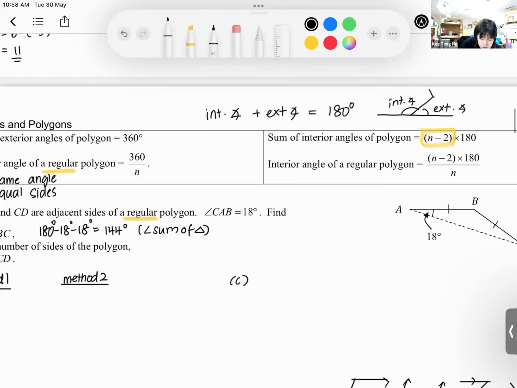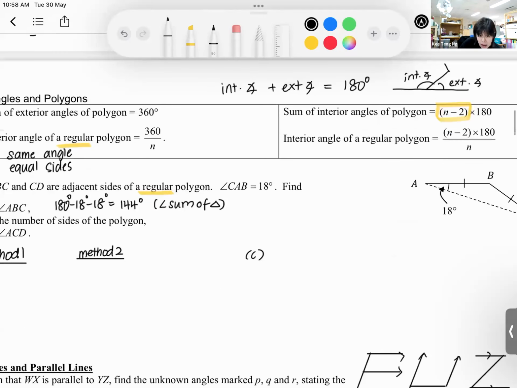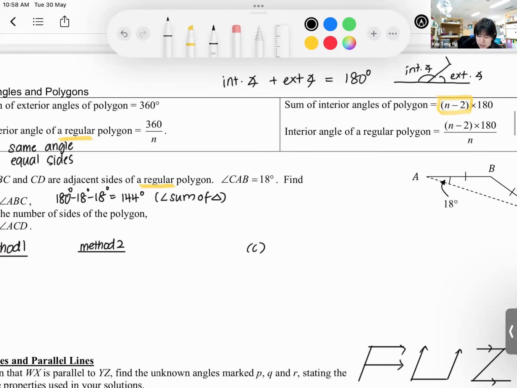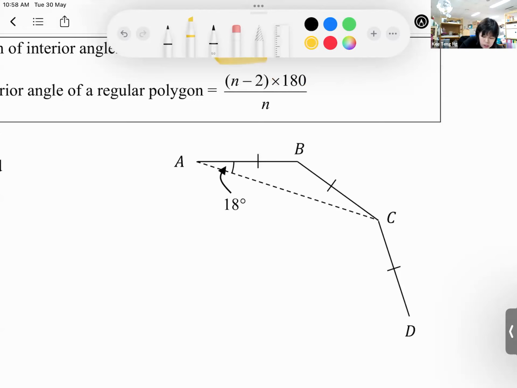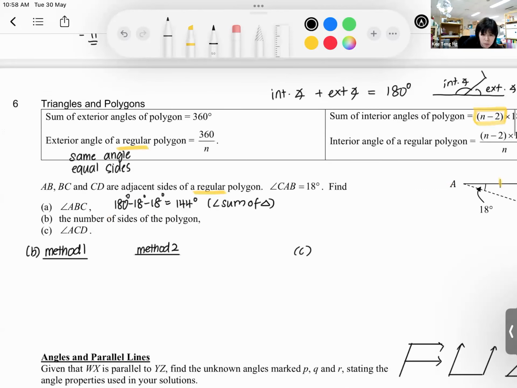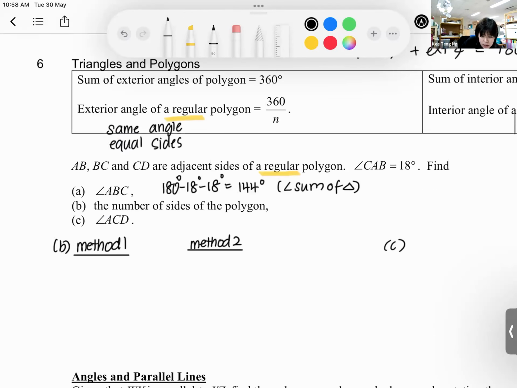Now I have the adjacent sides of a regular polygon over here. That means these are definitely going to be equal sides, so that's why they are equal. And of course, we have an isosceles triangle. This one will be 18 degrees. Then it's not difficult to find the angle ABC. Just write in the property, angle sum of triangle.